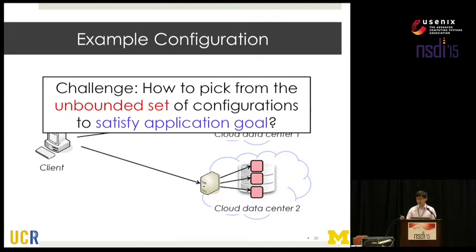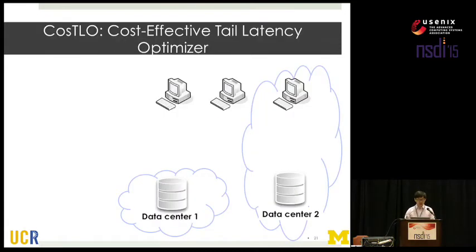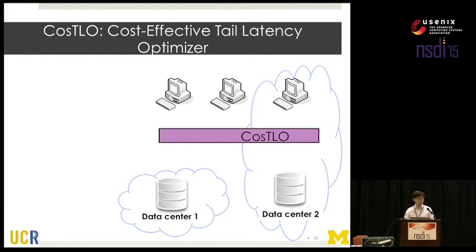It stands for Cost-Effective Tail Latency Optimizer, and you can consider CosTLO as a middleware that sits in between clients and the storage services. When end users or a VM in the cloud want to issue a storage request, they can issue a single request to CosTLO, and CosTLO will issue redundant requests to fulfill the client requests.